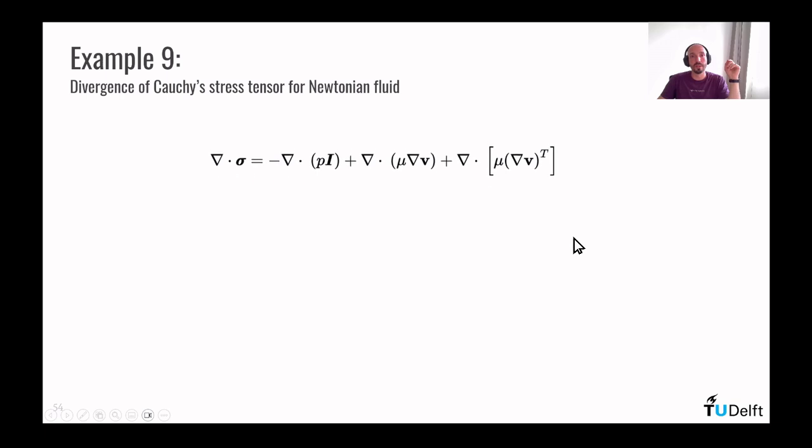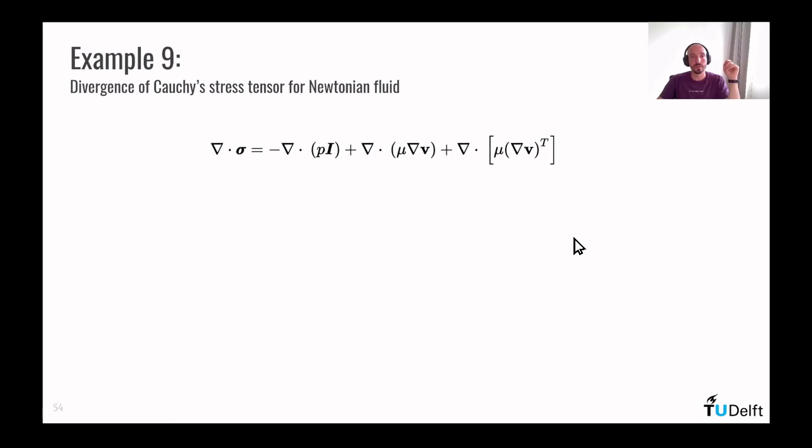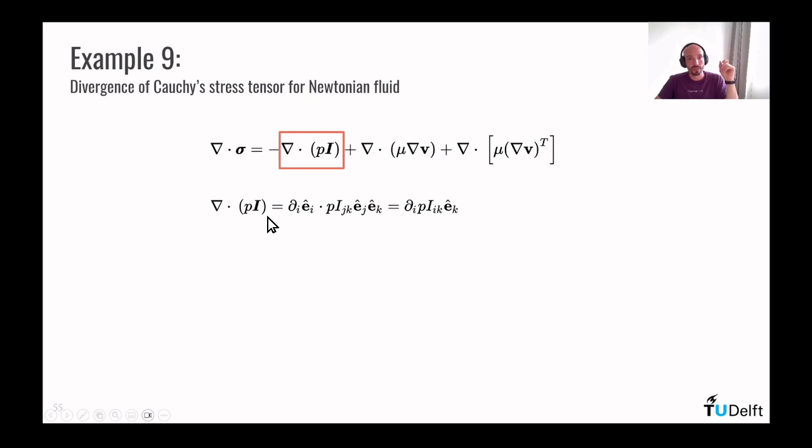Okay, so let's analyze this equation term by term. Let's start from the first term. This is the divergence of pressure multiplied by the identity rank 2 tensor. So let's use Einstein notation here. This is the nabla operator, dot product, P, and this is the identity rank 2 tensor. So this is subindex i, subindex jk.